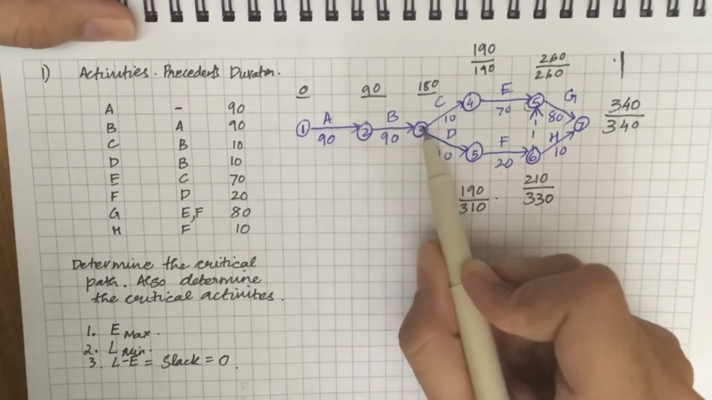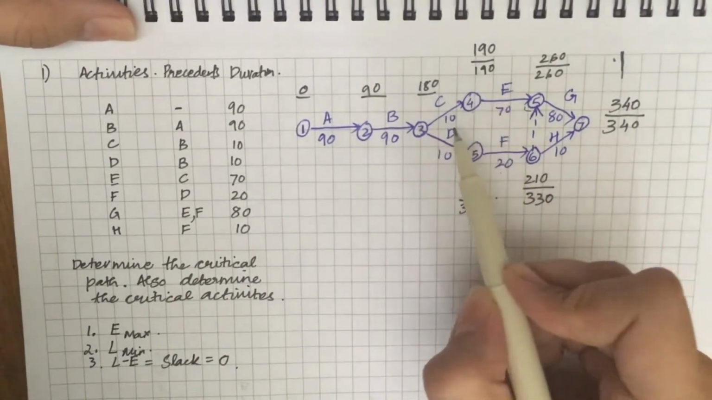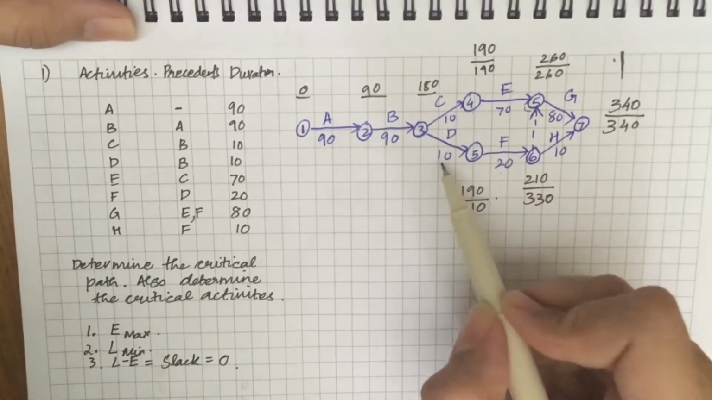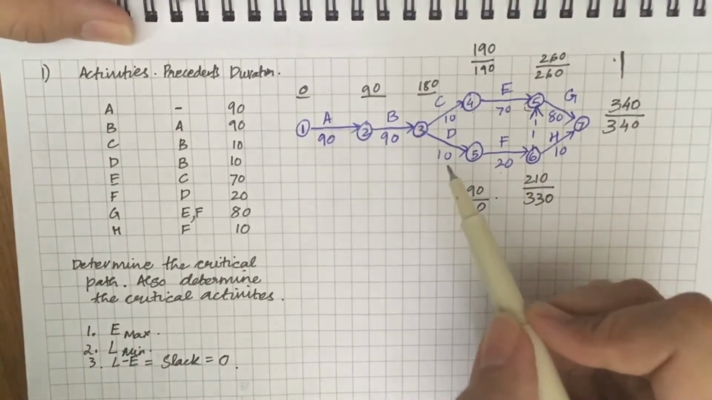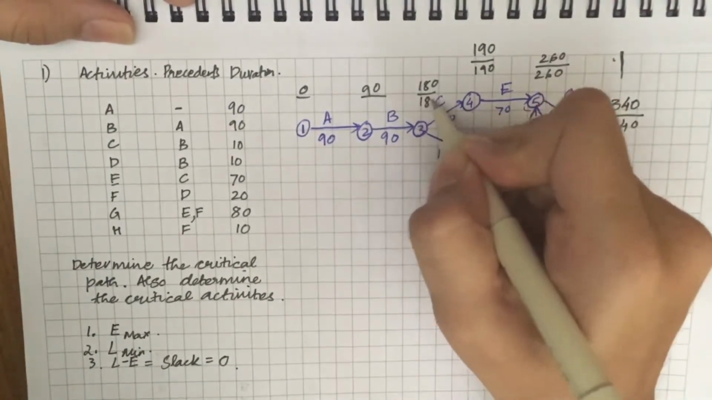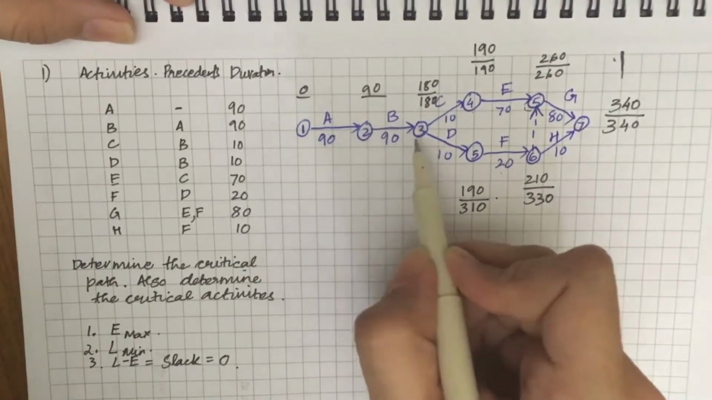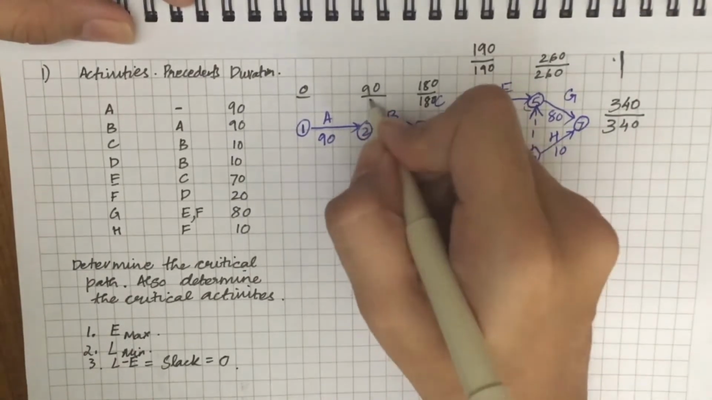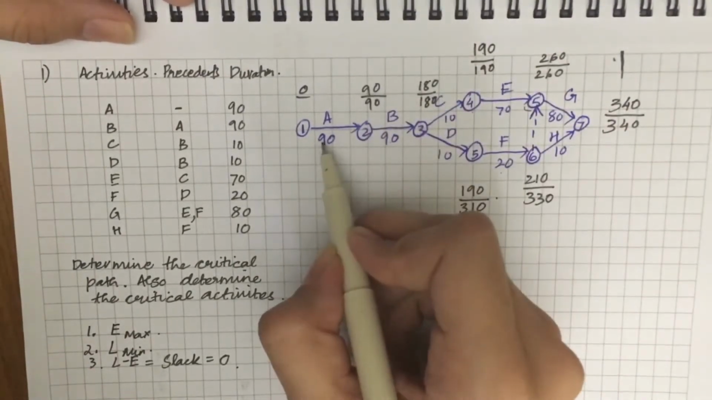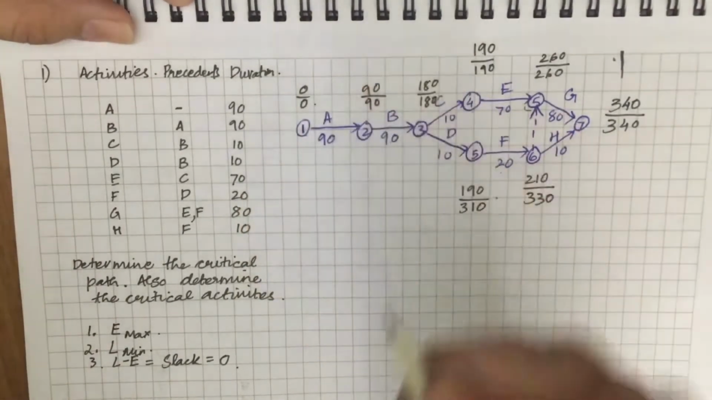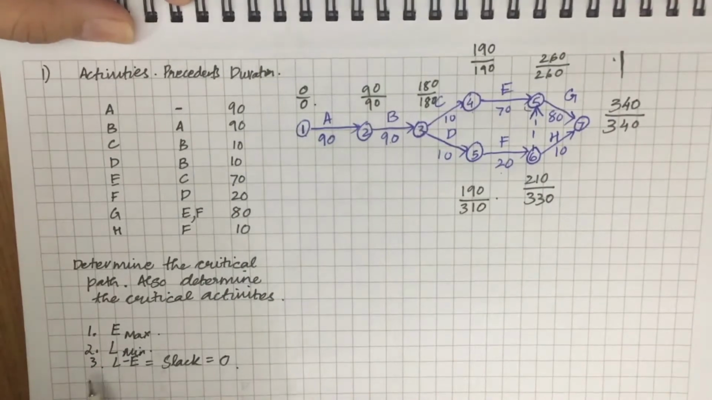Now L for the third could be 190 minus 10, that is 180, or 310 minus 10, that is 300. So we need to take the smaller value, so we'll take it as 180. L for the second is 180 minus 90, 90. And L for the first will be 90 minus 90, 0. Now the third step is to calculate the slack, L minus E.